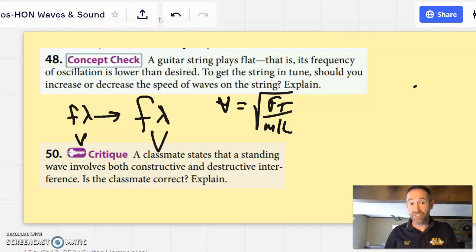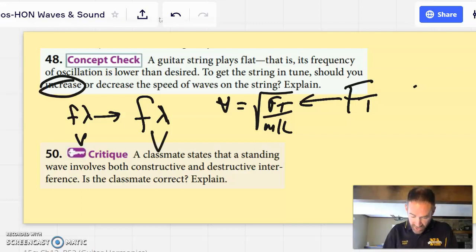What you are going to do is change the tension by turning the tuning peg at the end of the guitar. And so you can make the wave speed higher by making this tension bigger than it was before. All that is to say, increase the wave speed so that you can increase the frequency.